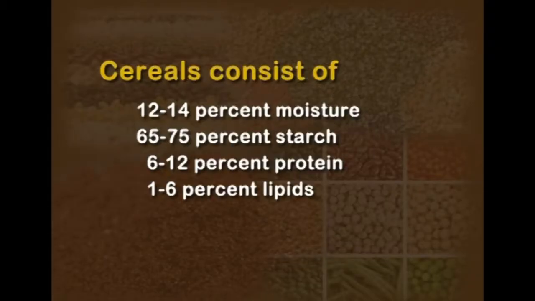Okay students, now we go on to module 2, which covers the composition and the nutritive value of cereals. Now, cereals are made up of 12 to 14% moisture, 65 to 75% starch and 6 to 12% of protein and 1 to 6% of lipids. Mostly the gross composition of all the cereals is similar.